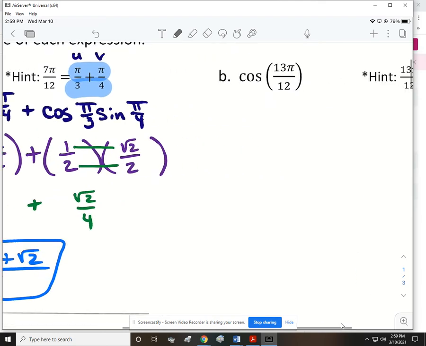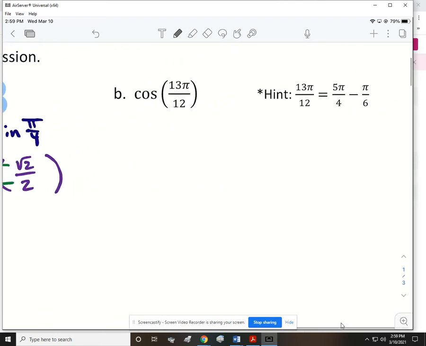Okay, so we are going to do the next one. This time we're going to find the cosine of 13 pi over 12. Now again, when there's a 12 in the denominator, it's not a special angle. We can't do the hand trick, but there are two special angles that subtract to give you 13 pi over 12.